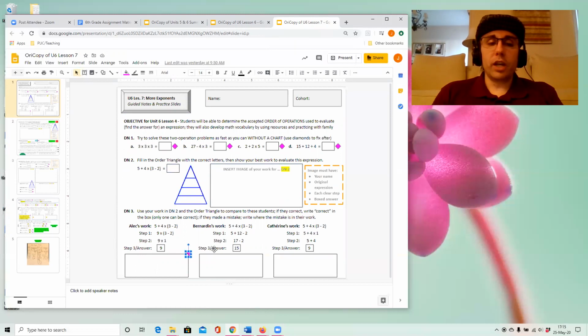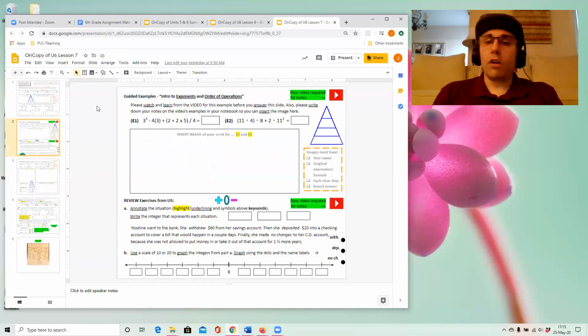So you definitely want to check the diamond to see whether Alec was the correct one or not. And if he wasn't, what was it that he missed? If he was, what were the steps that he did that led him to get the correct answer? So make sure that you check your work before you move on.